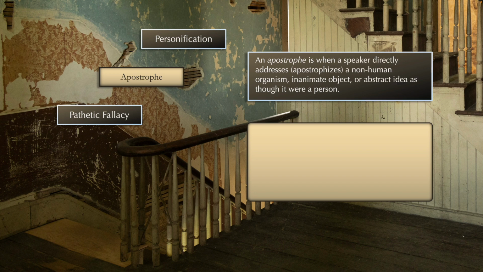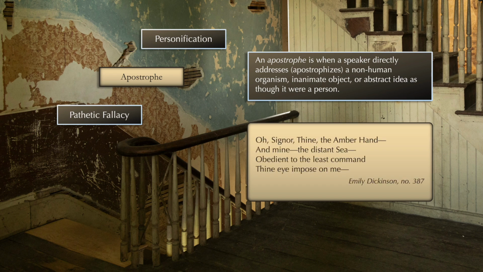Apostrophe is when a speaker directly addresses or apostrophizes a non-human organism, inanimate object, or abstract idea as though it were a person. So here is poem number 387. You can take a look at this. It's a poem about the moon. And there she's clearly addressing the moon directly in these lines. O Señor, and thine eye impose on me. So really good example of apostrophe.